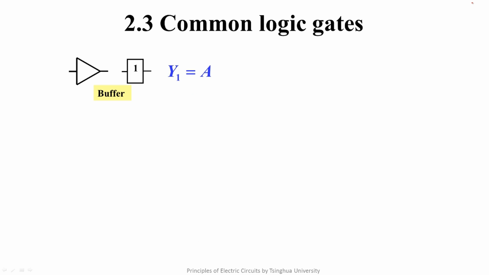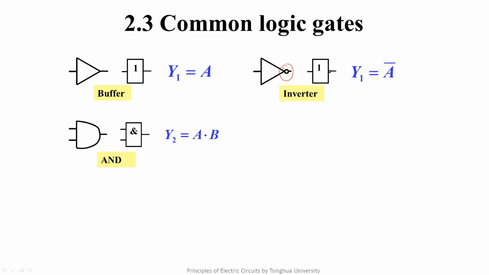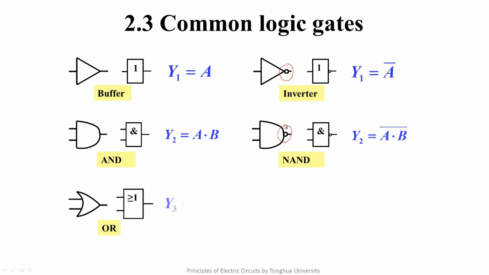The first one is a buffer, whose input equals the output. The second is the inverter. The inverter symbol is the buffer's output with a circle. The inverter is corresponding to the logic expression NOT. The following ones are AND and NAND. The NAND gate's output has a circle which is different from AND gate.